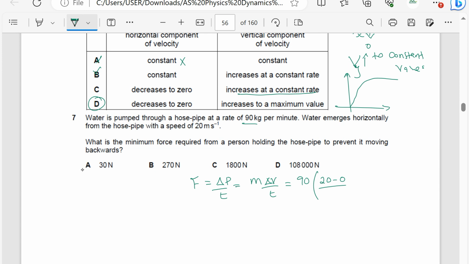they gave us mass per time. So this is going to be divided by 1 minute, which is 60 seconds. So this is going to be 90 times 20 over 60, which I think is 30 newtons. So the answer is going to be A, 30 newtons.